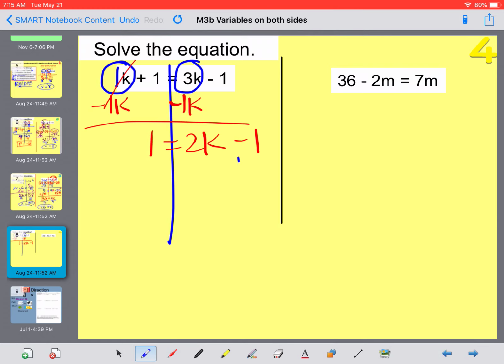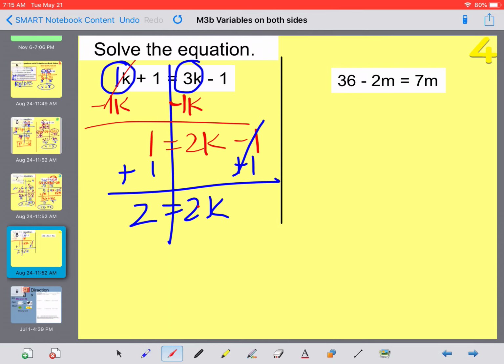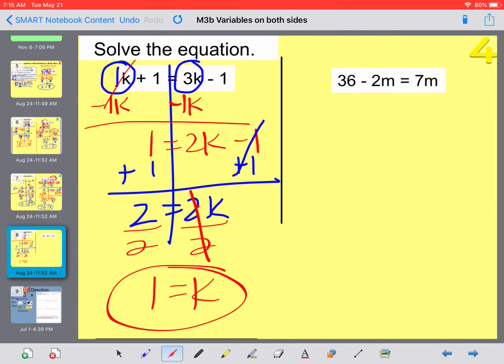Now this is just a two-step equation, get rid of adding and subtracting. So we have 2k equals 2, and the opposite of multiply is divide. 2 divided by 2 is 1.